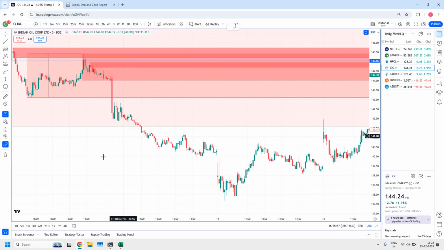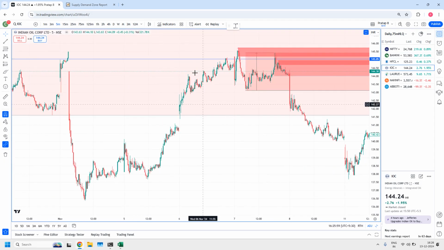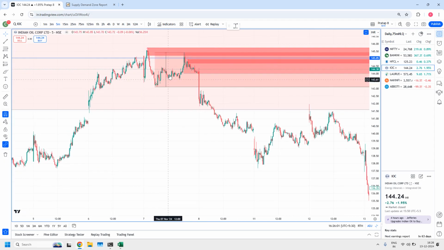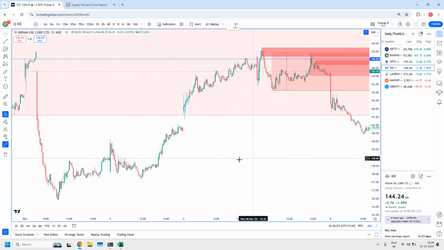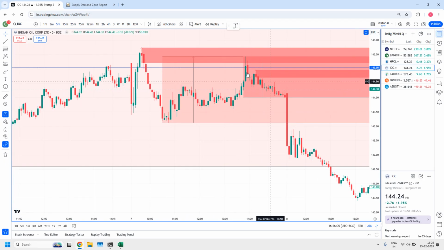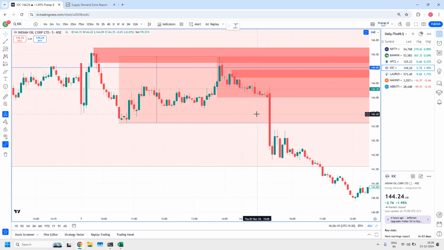Now go to the 15 minutes area. See, now I am not seeing the daily area. I am not seeing the 75 minutes area. I am seeing only the 15 minutes area. Fine tuning you have to do like that.